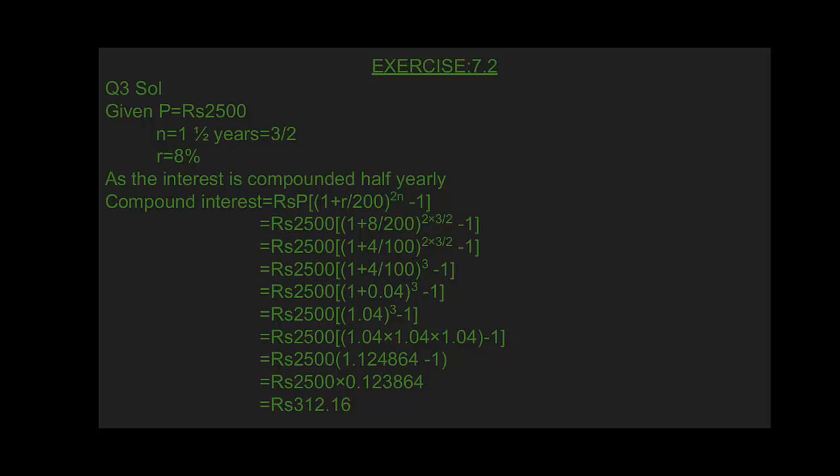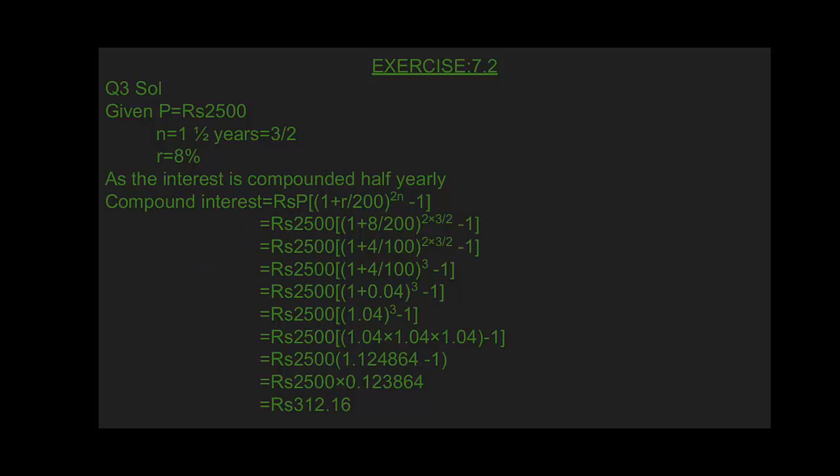This 2 and this 2 will get cancelled, so you'll get only 3, and 2 times 4 is 8 and 200 is 200. So 4 divided by 100. After adding, you'll get 1.04 whole thing cubed. After multiplying 3 times, it will give you this. Subtracting, it will give you this, and then after multiplying, you'll get 312.16. This is the compound interest.